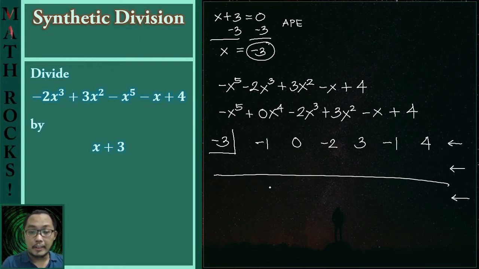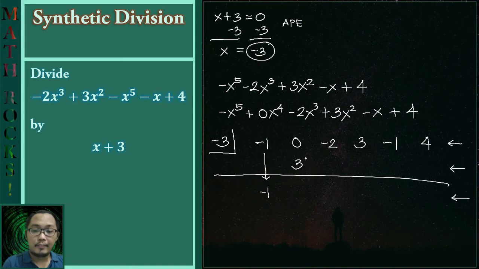And now for our third step, we bring this first coefficient down here, writing negative 1. For our next step, we multiply this number with the constant. So having our negative 1 times negative 3, we have a product of positive 3. And for the next step, we add this product to this coefficient, which gives us a positive 3.